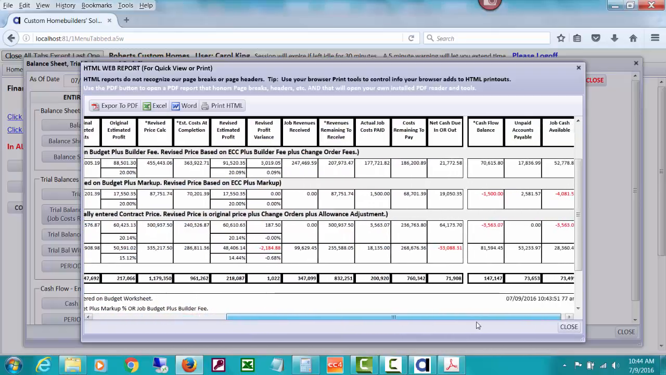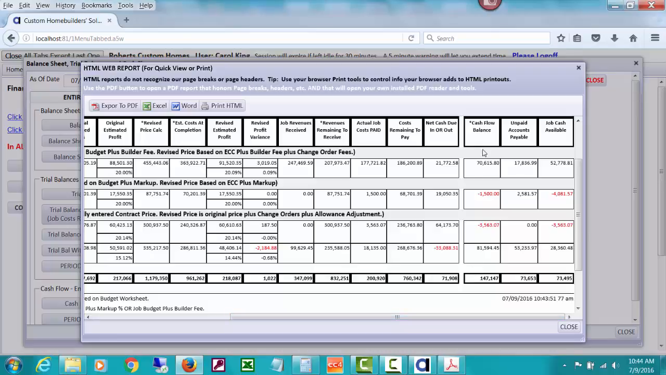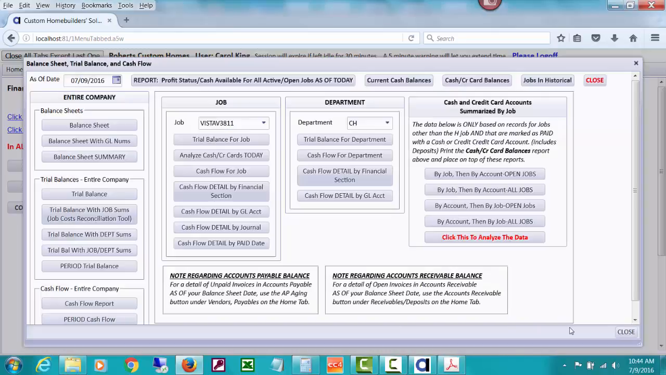But way over here at the right, it's showing cash flow balance, which is that cash flow report we just did, and unpaid accounts payable balance, and job cash that's available after the unpaid accounts, if we paid all these accounts payable for that job. So that's where that cash flow balance is being brought in, over at the right hand side of this analysis report. So that's another neat report showing you how much it's tracking the cash available by job, not just the cash net, but cash available for each job.